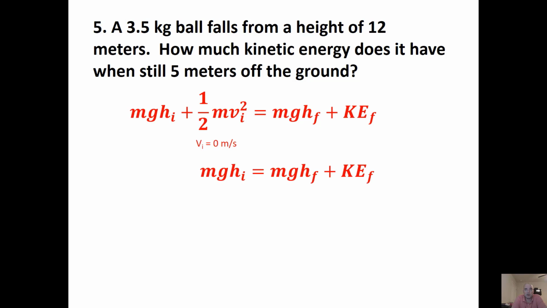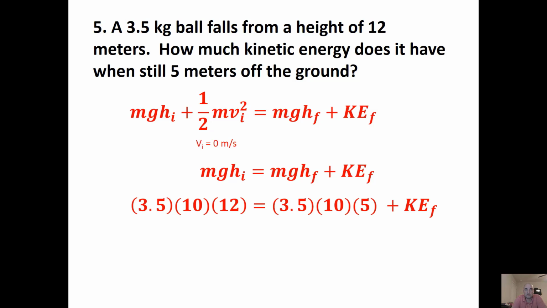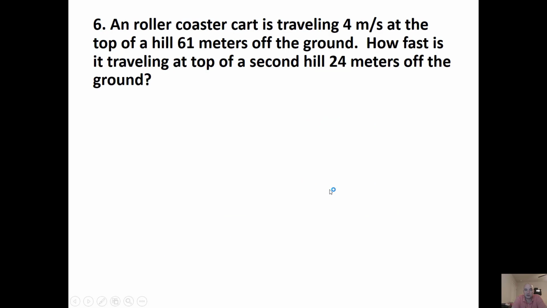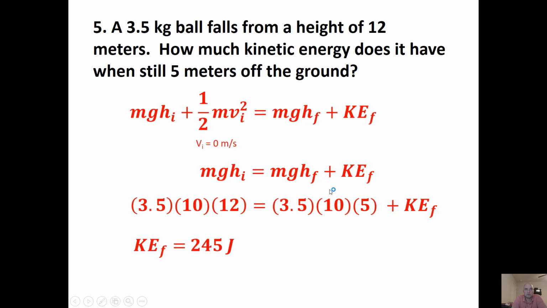This problem, it starts from rest. They are asking you for the final kinetic energy, so you can't break that down. You can break everything else down. You can get rid of the initial velocity being 0. You can get rid of the initial kinetic energy because that's 0. And so we have all our numbers we can plug in. Solving for kinetic energy, you get 245 joules.